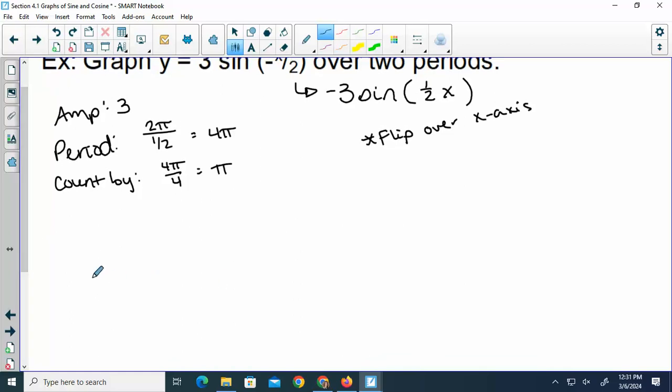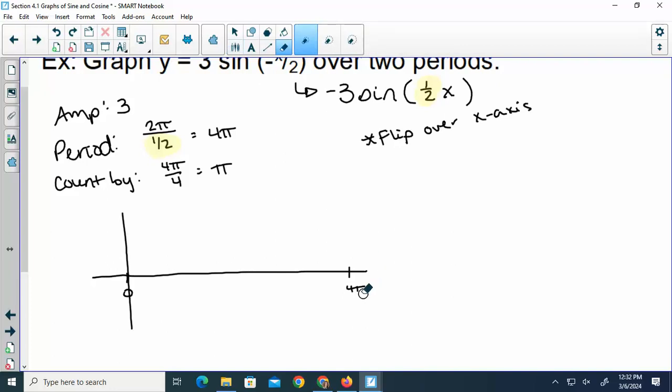So our graph. Period is always 2 pi divided by the coefficient of x. So we had a 1/2 x, so we did 2 over 1/2. And then count by is to get the points on the x-axis. My period tells me between 0 and 4 pi, I'm going to get an entire cycle of this graph. But we need more points than that. We want all of our quadrant breaks, so we divide our period by 4 for the 4 quadrants.